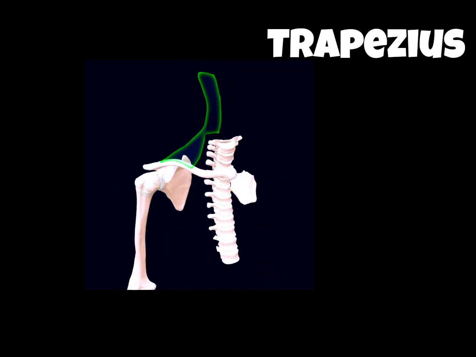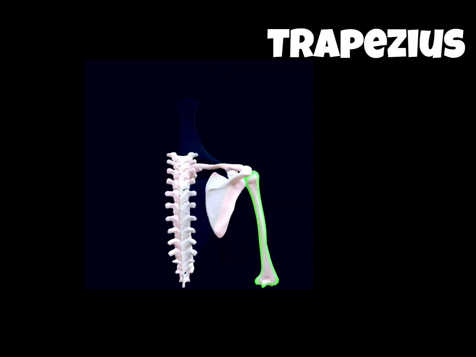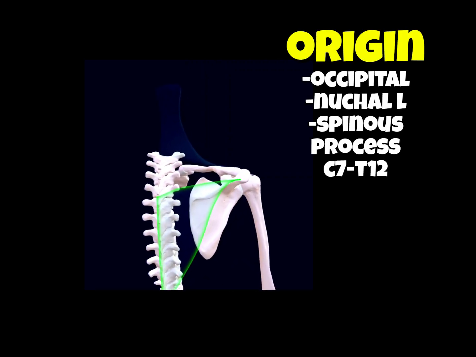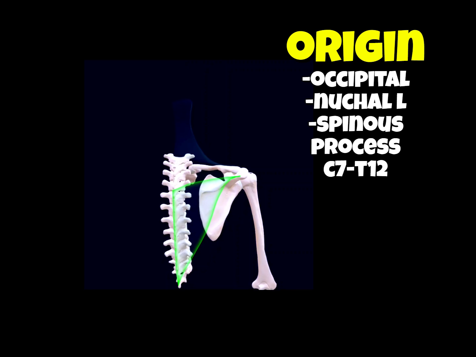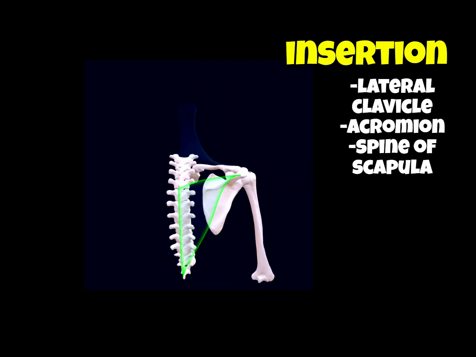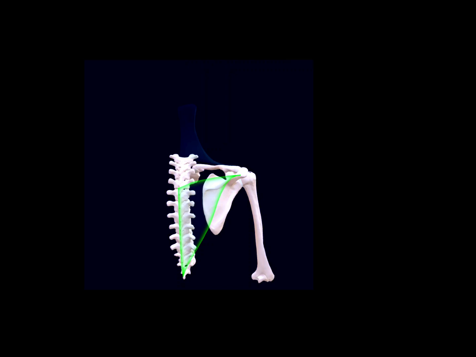We can see that the descending part inserts into the lateral clavicle, and the ascending part inserts into the acromion and spine of the scapula. So the origin of trapezius is the occipital bone, nuchal ligament, and spinous processes of C7 to T12, and it inserts in the lateral clavicle, acromion, and spine of scapula. It is supplied by the spinal accessory nerve as well as C3 and C4, which provide sensory innervation to this muscle. It acts to elevate, retract, and rotate the scapula upwards.